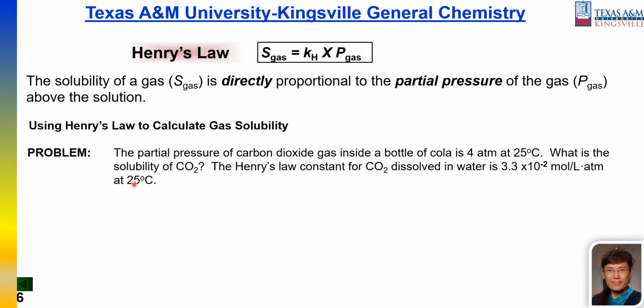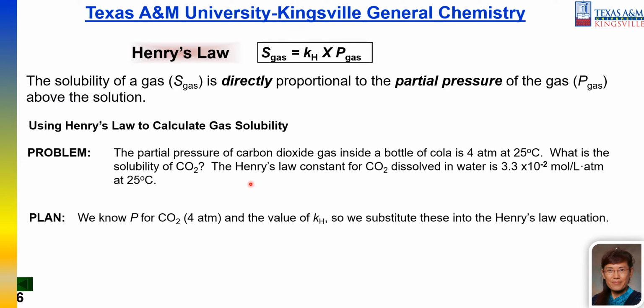At 25 Celsius, the carbon dioxide has a Henry's constant, KH, which is 3.3 times 10 to the negative 2 moles per liter per atm. This question is pretty simple. You are going to determine your plan. The partial pressure is already measured, 4 atm. You need the value of KH, which is also already determined. And then you simply use Henry's law.